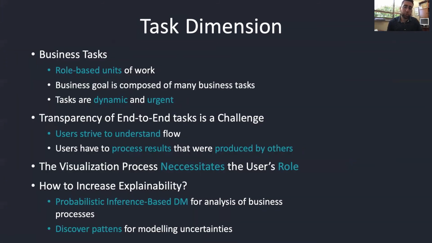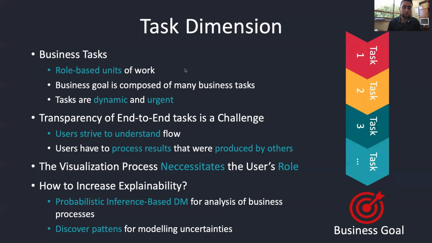The final dimension of our model is the task dimension that describes the role-based units of work that a user has to perform in order to reach a business goal. Now, the transparency, explainability, and support of end-to-end business tasks is a challenge currently for large businesses, as users many times strive to understand the flow, dependencies, or contents of multivariate information. With this in mind, we can further see why recognizing the role of the end user in the visualization and exploration process is important for enabling effective human control.